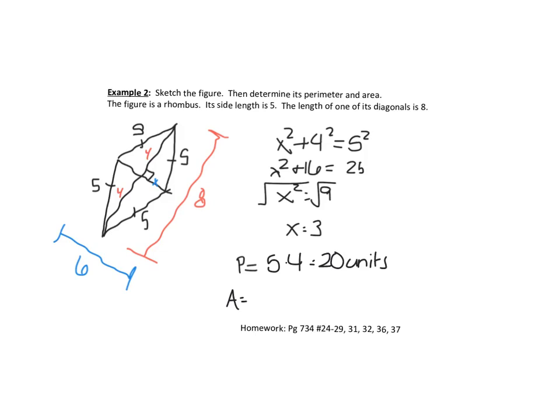The area, you take your two diagonals. 6 times 8, divide that by 2. 6 times 8 is 48. 48 divided by 2 is 24. And this is units squared.